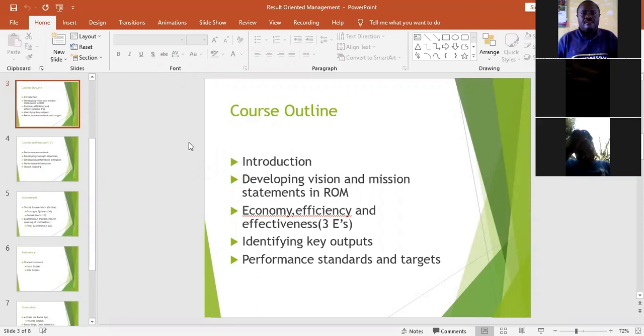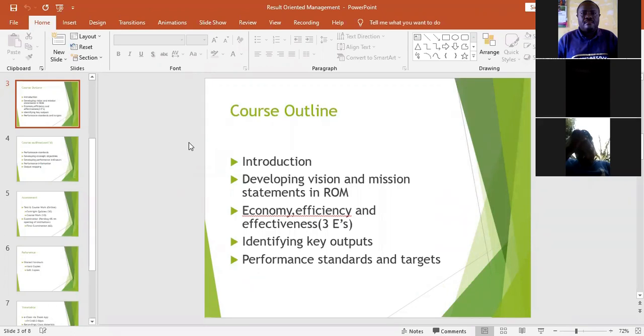That's why in ROM we shall even be looking at other issues like accountability, value for money. We shall also be looking at transparency, efficiency, economy, effectiveness, otherwise abbreviated as CEs.